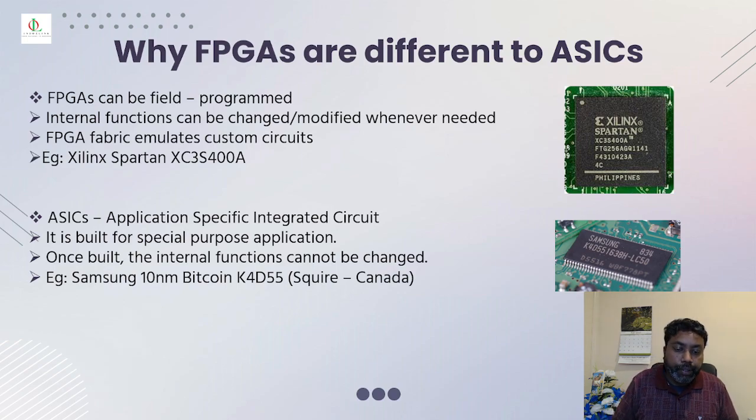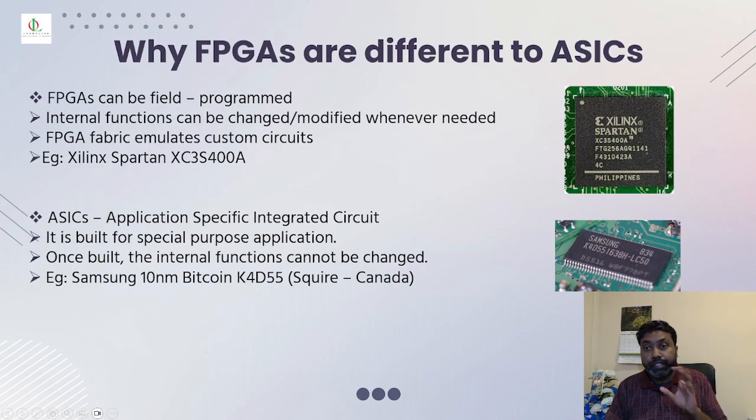Now we're going to talk about how the SOC emerged as competition between the DSP and the FPGA. So they came up with the SOC. That's why the SOC is so popular. And now we're going to talk about ASICs, and how they are different from FPGAs. FPGAs, as you learned from previous slides, can be field programmed. The internal functions can be modified according to customer requirements, but it doesn't emulate its own custom circuits. A good example is the Xilinx Spartan XE3S, compared to the ASIC.